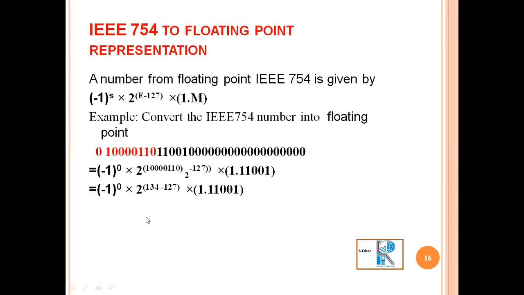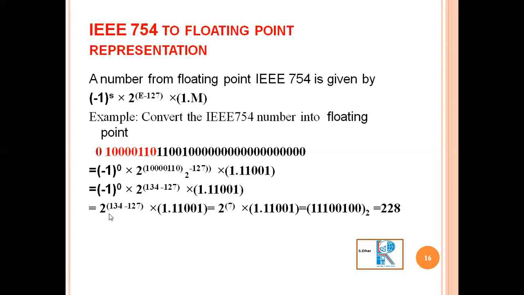So mantissa part is 11010. So after this, 134 minus 127, this is 134, sorry, 134. So 2 to the power 134 minus 127, 1.000, because this number is positive, 2 to the power 7 into this. This is a normalized number, we get the original binary number, and from that, if I put it in decimal, we get the original decimal value. Clear? So this is our floating point representation.